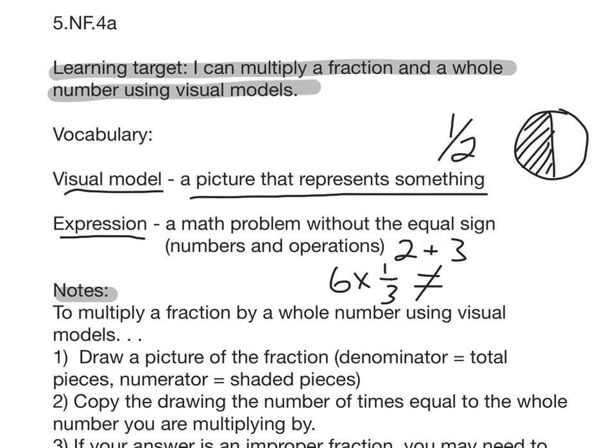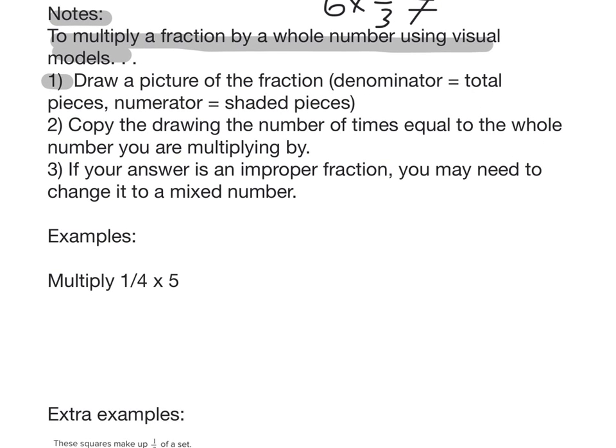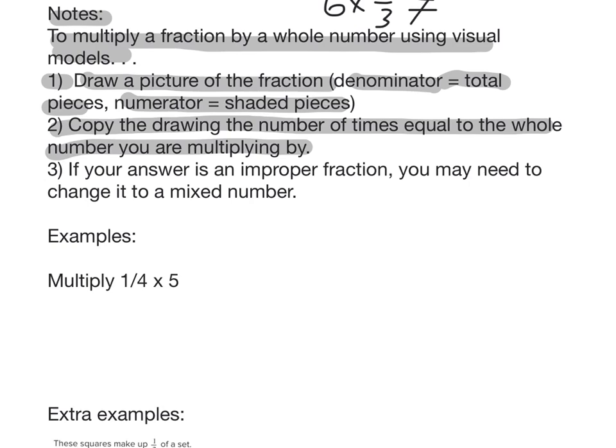Notes. Here's how you multiply a fraction by a whole number using visual models. Step 1, draw a picture of the fraction. Remember that the denominator means the total number of pieces, and the numerator equals the shaded pieces. Once you have the picture of your fraction drawn, copy the drawing the number of times equal to the whole number you're multiplying by. And finally, if your answer is an improper fraction, you may need to change it to a mixed number.